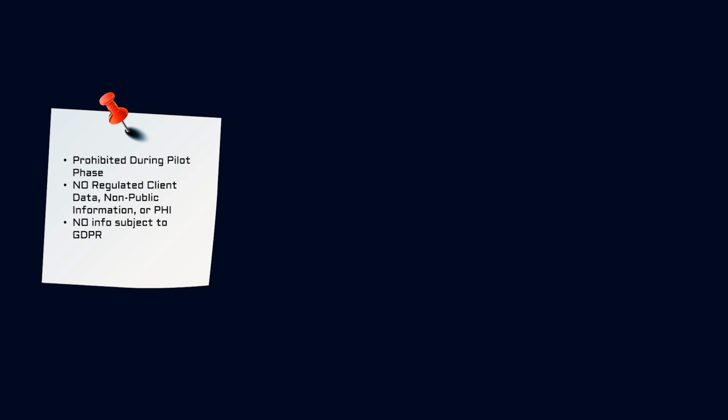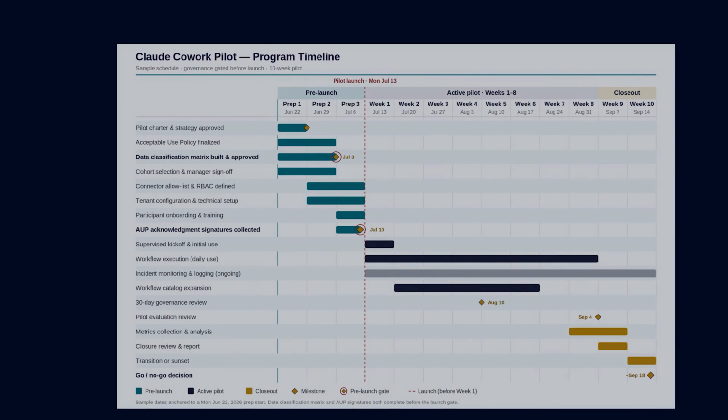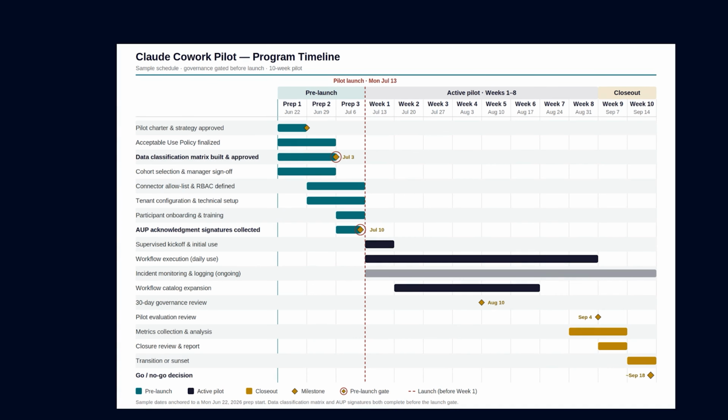Reevaluation of regulated data handling in Cowork requires updated audit and logging capability from Anthropic, and the pilot is structured to revisit this at the next phase rather than during the current one. The matrix is built before week 1 and signed off by the governance owner before access provisioning.